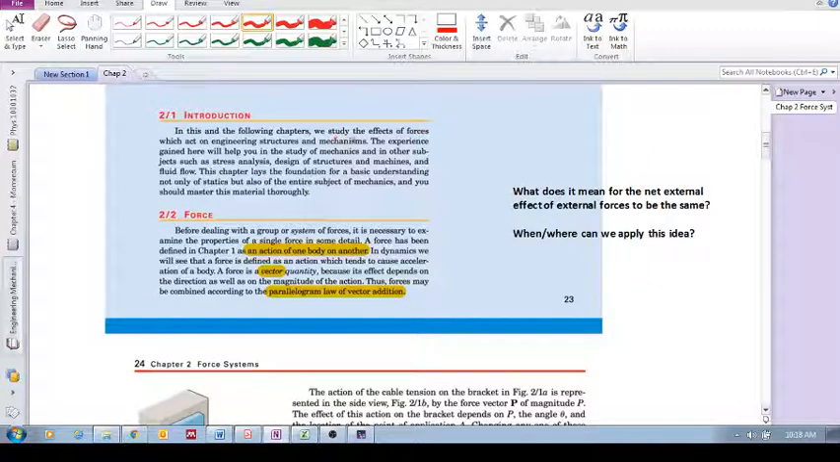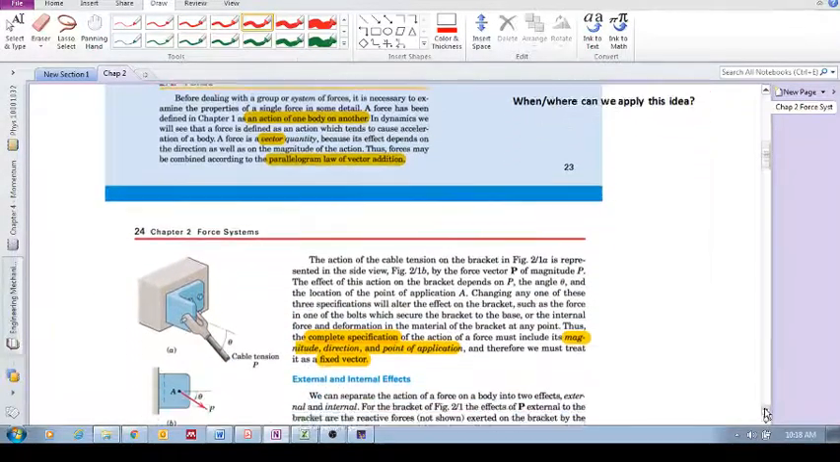Okay, what do we want to do in this chapter? We want to study the effects of forces acting on engineering structures and mechanisms. These are just some questions that can guide our study. What does it mean for the net external effect of external forces to be the same? I just want you to get this into your thinking, the net external effect. And where can we apply this idea, the net external effect of the forces being the same? What does it mean? What is the textbook talking about?